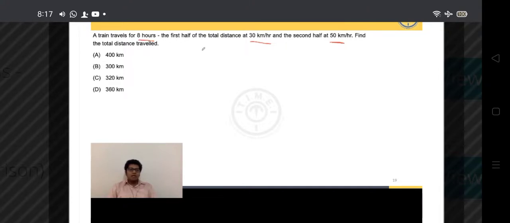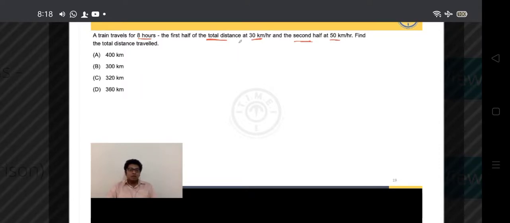So the train travels for 8 hours. First half of the total distance. Be careful. Total time is 8 hours, and the first half of the total distance is at 30 kilometers per hour, second half of the distance at 50 kilometers per hour. Sometimes they will say first half of the time. You should be careful in that case.